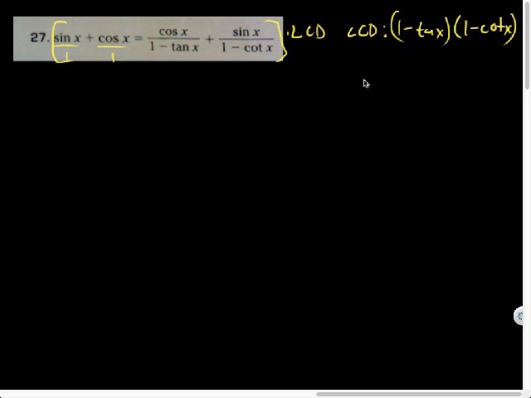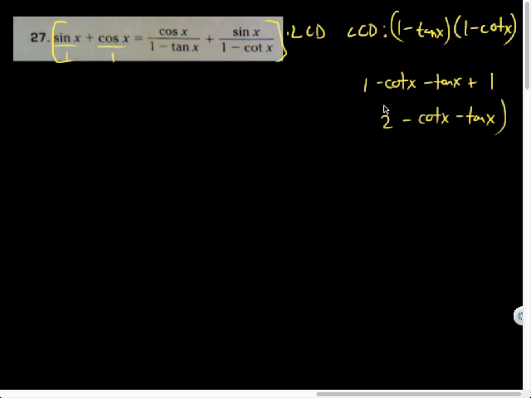FOIL this out. 1 times 1 is 1. 1 times negative cot x is that. 1 times negative tan x is that. And negative times a negative is positive, tan x times cot x. Did you guys know that's 1? Yeah, tan x and cot x are reciprocals of one another. So that's going to be 1 there. So this would simplify to be 2 minus cot x minus tan x.